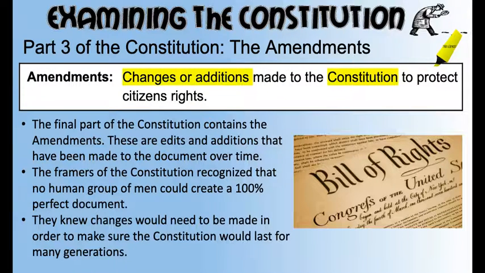At the top of your page 19, you have the definition of amendments. Using your highlighter, please highlight that amendments are changes or additions to the Constitution. Again, these changes are made to protect citizens' rights.